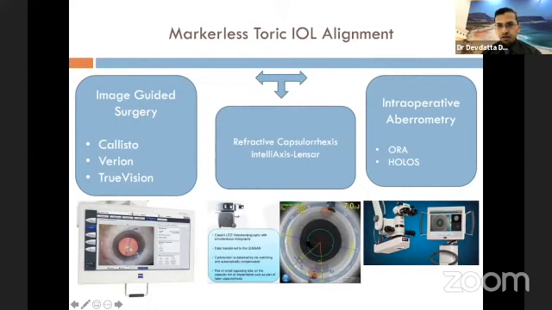What they do is, two tabs are created on the anterior capsule for the IOL alignment, and it also reduces the parallax that sometimes happens between the cornea and lens.